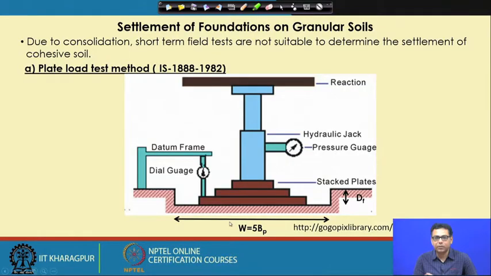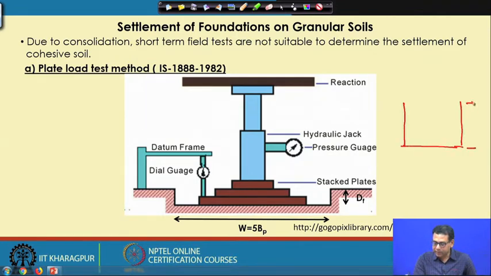The depth of placing of the plate and the depth of the foundation are not the same, but ideally they should be the same. So here also, we have to construct a pit. This is the pit, and this is the depth of the plate, which ideally should be the depth of the foundation. So this is Df or Dp, the depth of the plate.